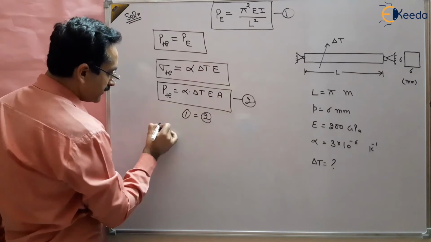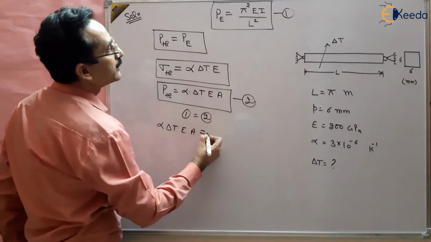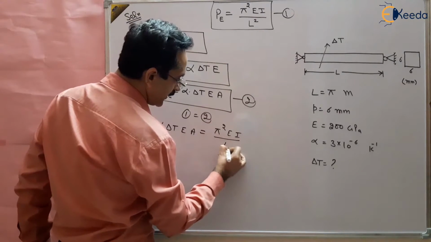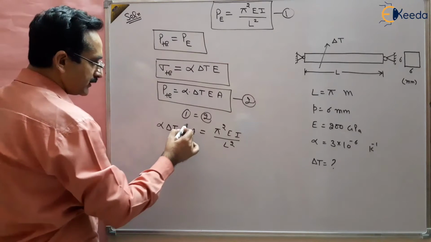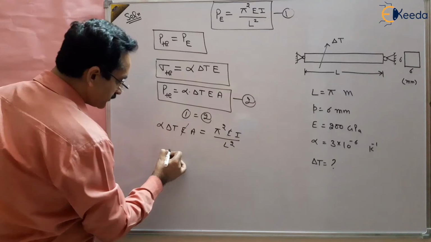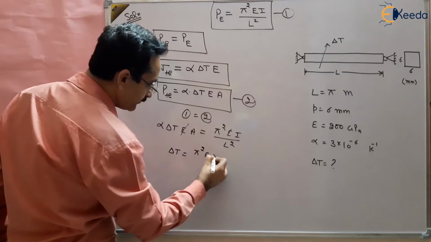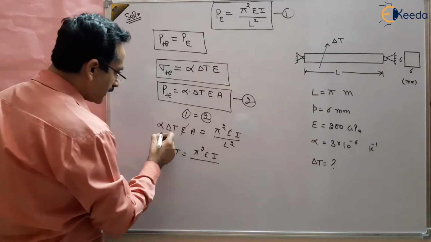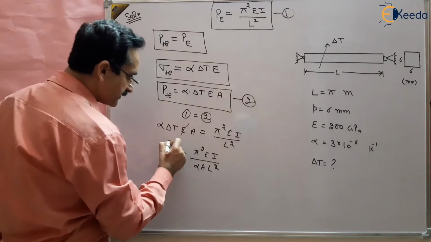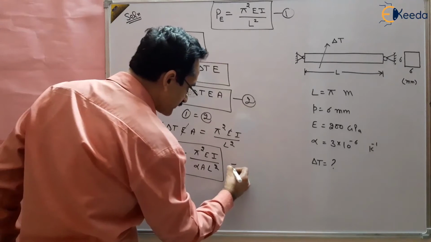So we can write alpha delta T E A must be equal to pi square E I upon L square. E and E cancel out. So we can put the values. So delta T will be equal to pi square I upon alpha A L square, right? So this is the temperature rise at which the buckling starts, right? So put the values and get the answer.